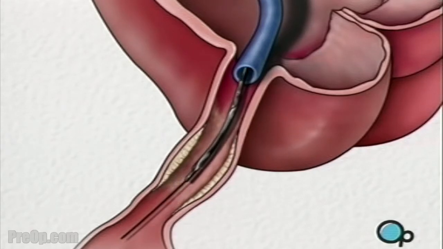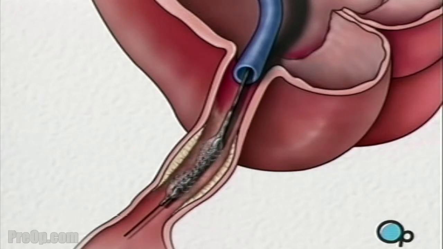The balloon catheter is then withdrawn, and another balloon catheter is inserted. This balloon has the mesh stent tube wrapped around it. Once this tube has been placed in the center of the now widened area of the artery, the balloon is briefly inflated. The stent expands until it hugs the walls of the artery.